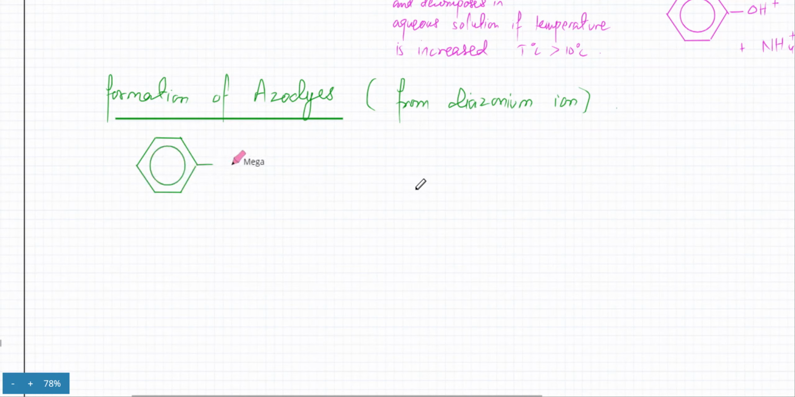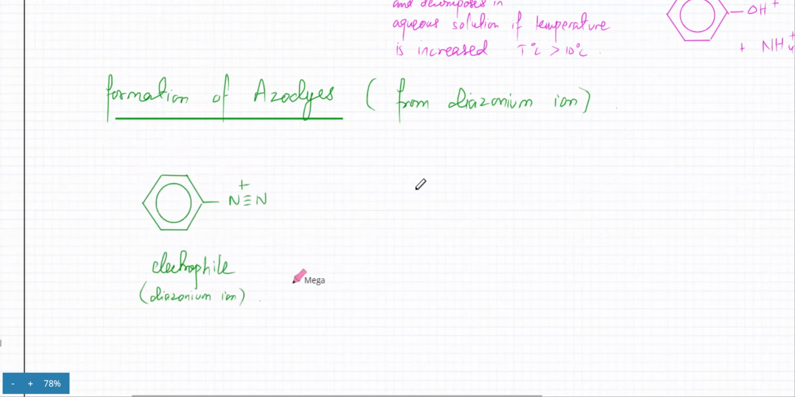So you have N triple bond N, and it has a plus one charge. This thing over here is an electrophile. Okay, the diazonium ion is the electrophile. Why is it the electrophile? Because it's a positive ion. And since it is a positive ion, it's going to be attracted to electrons. And who has electrons? Electrons are with benzene.